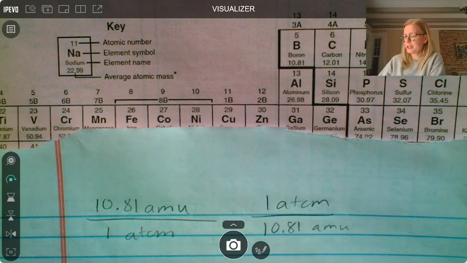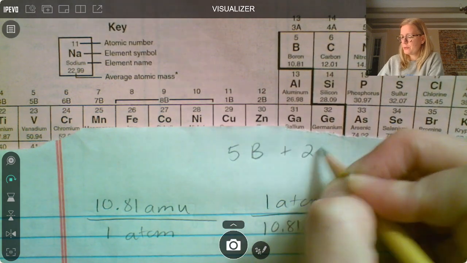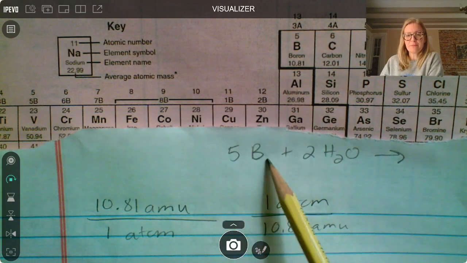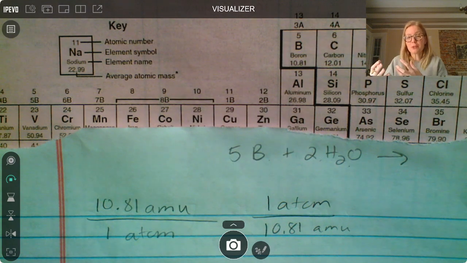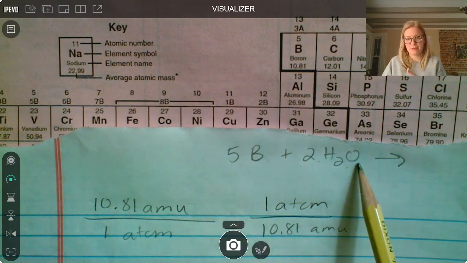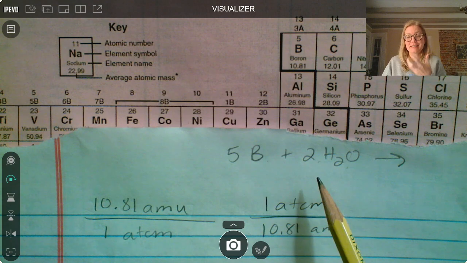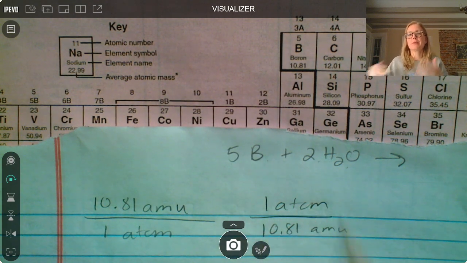So let's say I was doing a reaction that followed this formula, 5B plus 2H2O, and it made something else. So for every 5 atoms of boron, I need 2 molecules of H2O, and I need to react them in that ratio. But unfortunately, I can't count out this ratio, okay? The scale just doesn't work for individual atoms and molecules, and I can't see them with my own eyes. So that conundrum is what led them to come up with the concept of a mole. A mole is a number of atoms, 6.02 times 10 to the 23rd to be exact, grouped together.